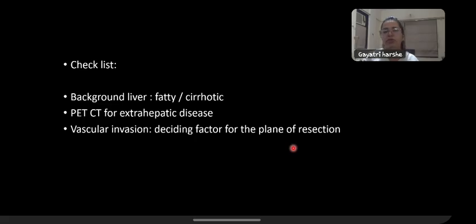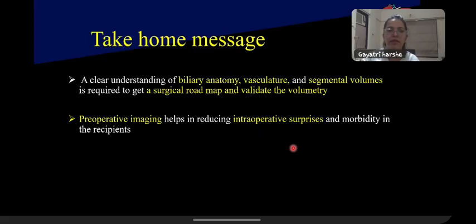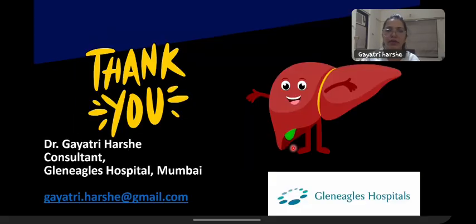So for all this, you need to know the vascular anatomy as well as the bile duct anatomy very clearly. And my take home message will be: clear understanding of biliary anatomy, vasculature, and segmental anatomy is required to get a good surgical roadmap and validate the CT volumetry. On preoperative imaging, it helps in reducing intraoperative surprises and morbidity in the recipient as well as any HPB surgery patient. These are my acknowledgements and thank you for patient listening.